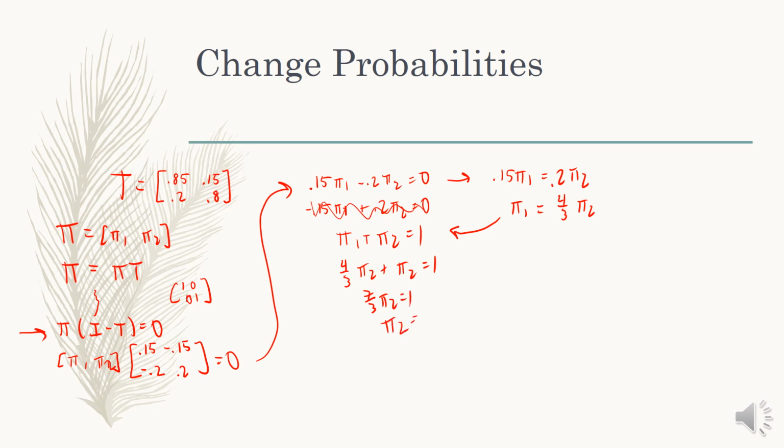So pi 2 is 1 divided by that 7/3, which I got to be about 0.4286, which means my pi 1 is 0.5714. So now, if we just change that one probability, in the long run, about 57% of shoppers will remain at Murphy's and about 43% will go to Ashley's. That's what these two are. So pi 1 was the probability of staying at state 1, pi 2 probability of staying in state 2, and they're getting closer to 50-50 just by changing that one probability.